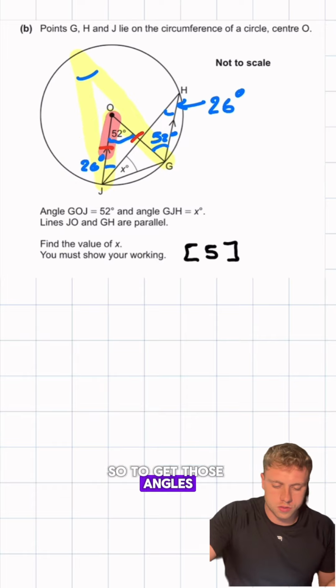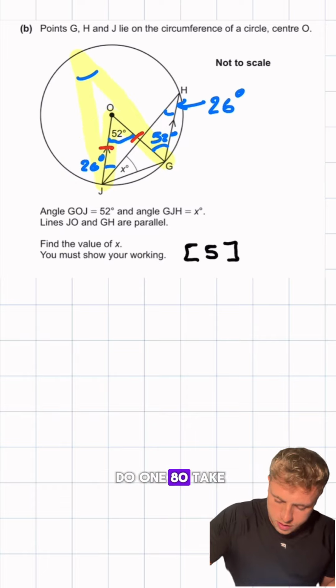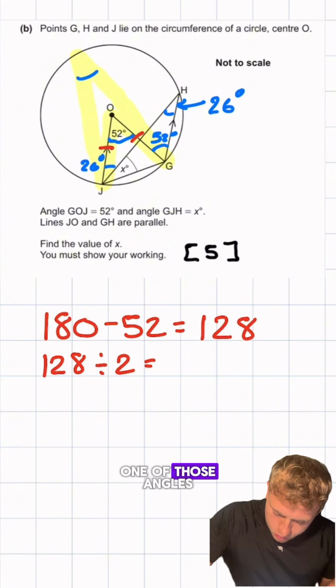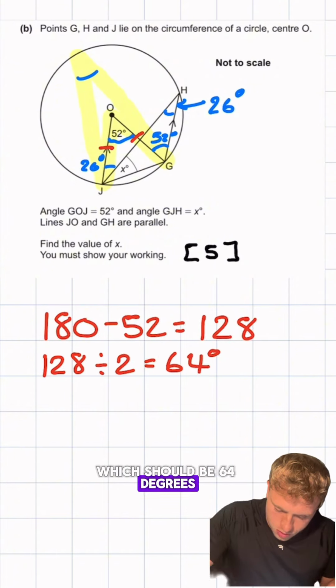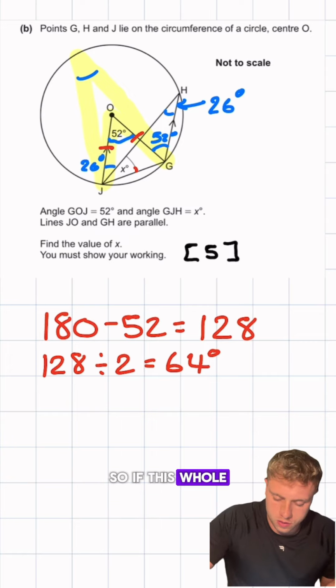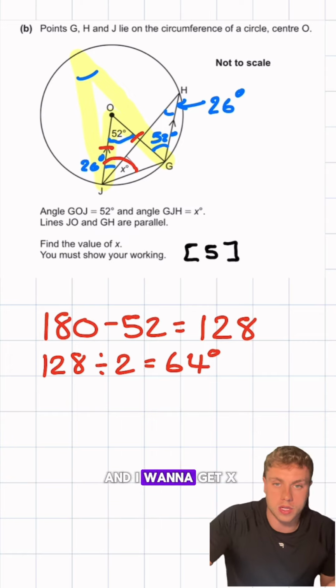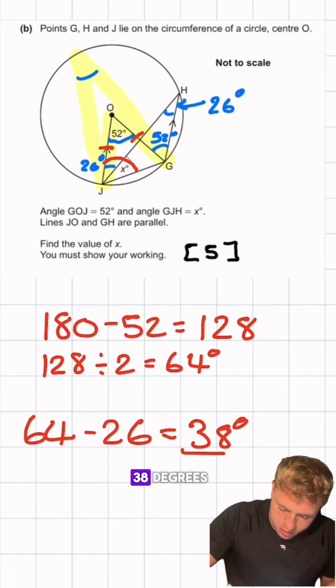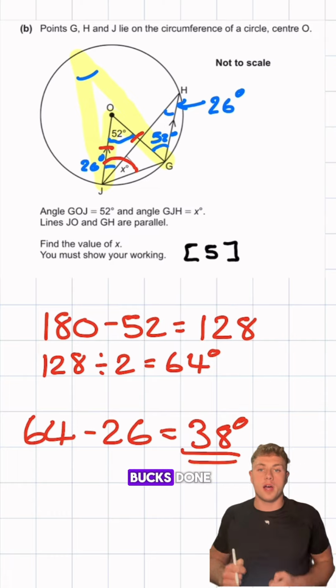So to get those angles, I'm going to have to do 180, take away 52, and then I've got half that to get one of those angles, which would be 64 degrees. So if this whole thing here is 64, and I want to get x, I just need to do 64, take away 26, which leaves me with 38 degrees. And there's your 5 marks. Done.